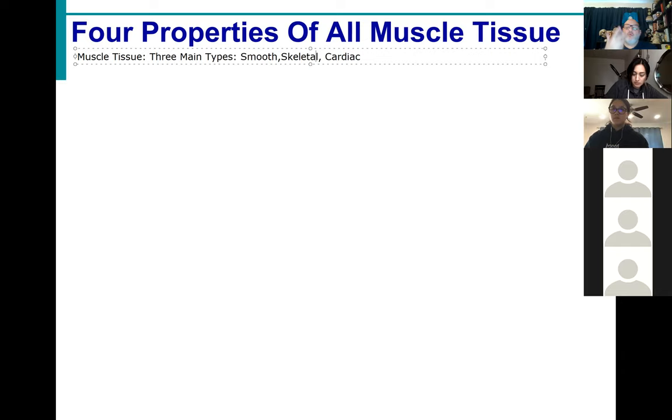Now, if you remember, when we talked about epithelial tissues, there are 8 different types of epithelial tissues. And we talked about all the characteristics that they share. Obviously, there are differences between a simple columnar epithelial tissue and a keratinized stratified squamous epithelial tissue. But as epithelial tissues, there are characteristics that they share. And the same thing is true here. Are there differences between smooth muscle, skeletal muscle, and cardiac muscle? Yes, absolutely. But because they're muscle tissues, there are also four characteristics that they all share in common.